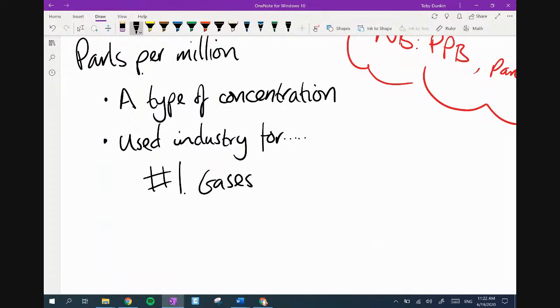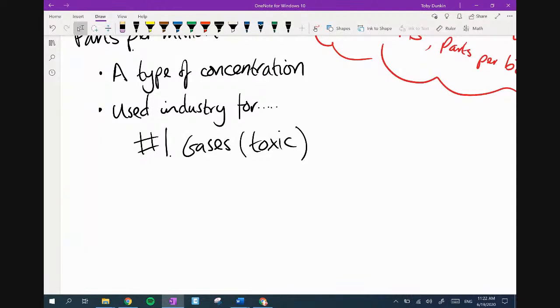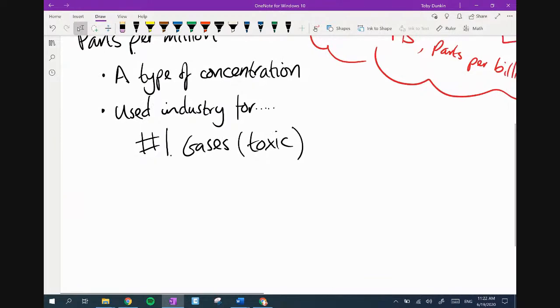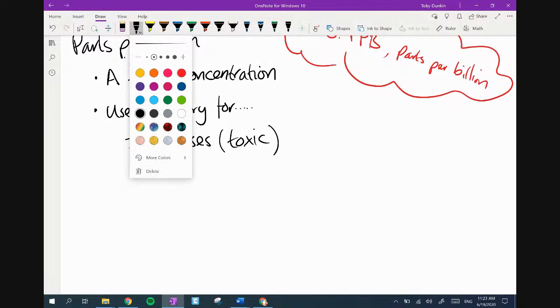Now, most of the time it's the toxic gases. It's things like parts per million of sulfur dioxide, parts per million of hydrochloric acid. It's these toxic gases that tend to be found, and it's only used when the concentrations are so low that quoting moles per dm cubed would no longer be functional. The number would be so small that it becomes kind of incomprehensible. So they invented a new one to be able to access extreme concentrations. You can add this as a nota bene.